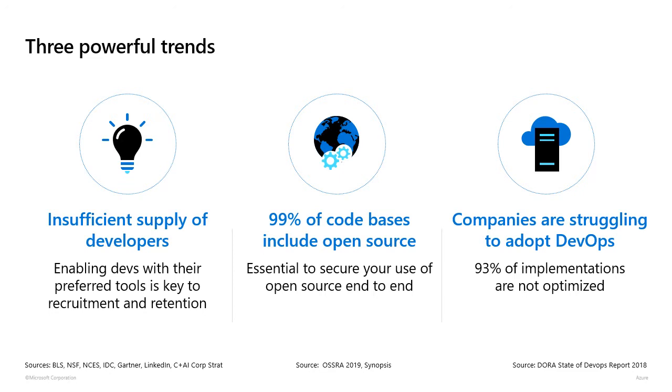99% of all code bases include open source. So the concept of software originally written line by line almost does not exist nowadays, because developers reuse a lot of code that was created by a lot of developers, shared over sharing platforms such as GitHub, for example, and most of these are open source. And a majority of companies are struggling to adopt DevOps, and we'll talk about what DevOps is a little bit later.